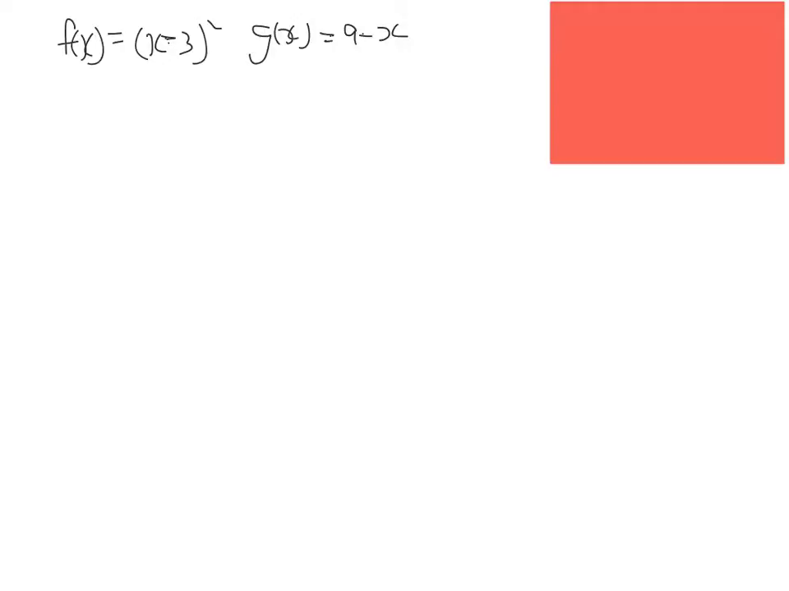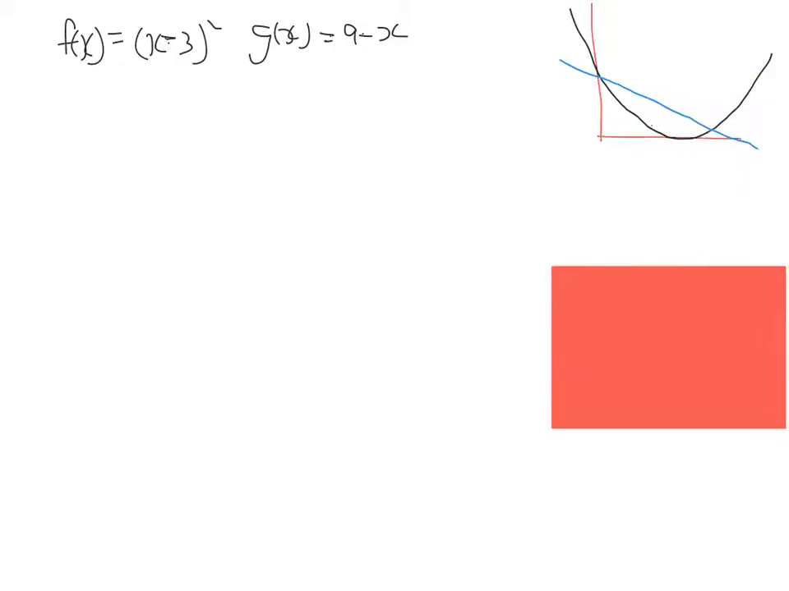So what we want to do is find the area between f of x and g of x, in which case f of x is (x minus 3) all squared, and g of x is 9 minus x. To do that, we've got to work out two things: which one is higher than the other one, and also where they intersect. So, good idea to sketch these if you can.